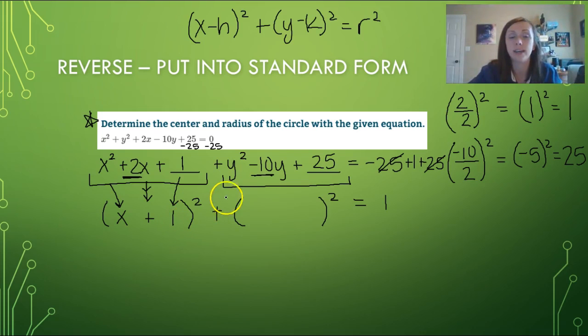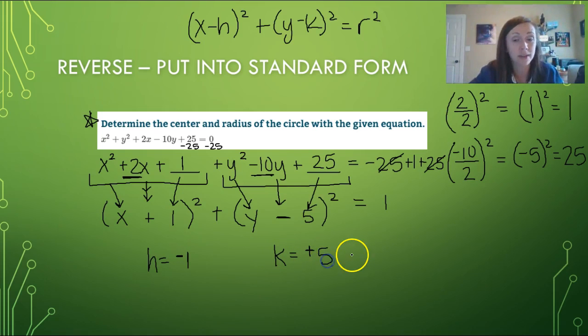That's it. Let's do that again on the y values. The square root of your first term, the square root of your last term, and the sign of your middle term. You have now written the equation in standard form, and now you can find the center and the radius just as before. H is -1, K is +5, and R is the square root of 1, which is just 1. So the center is -1, 5, and your radius is 1.